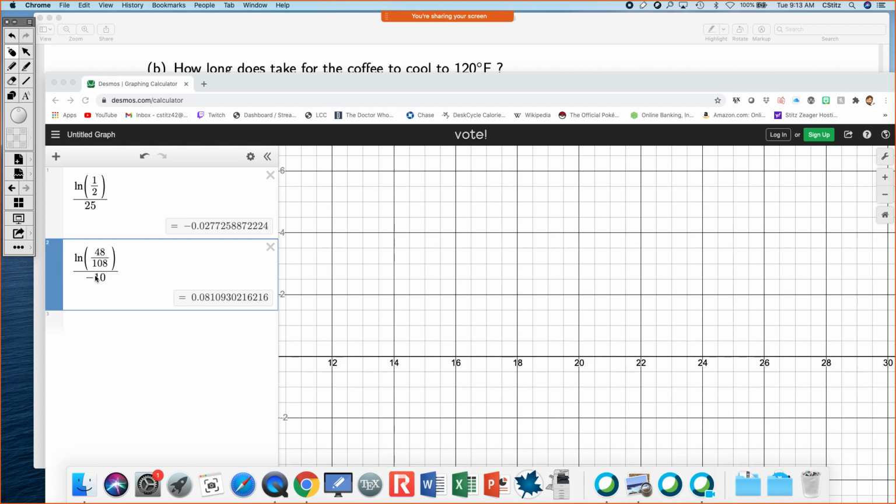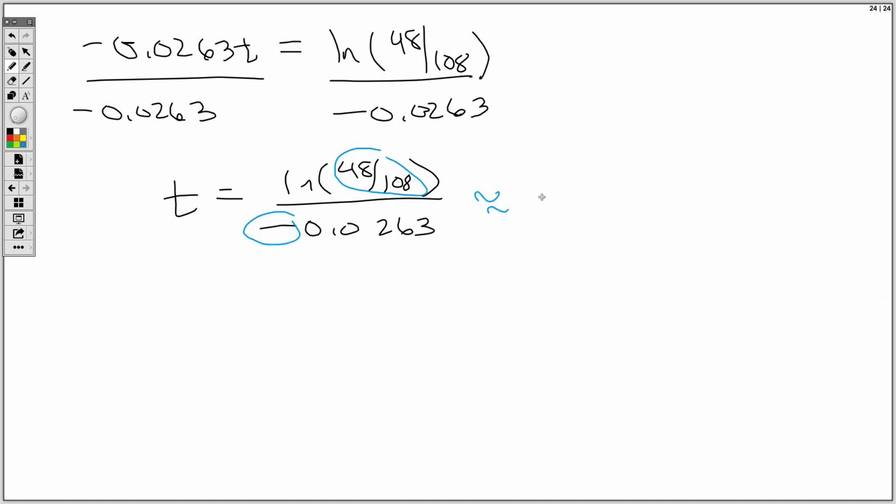0.0263. So we're getting roughly what? 31 minutes? So notice after 10 minutes, it went from 180 to 155 after only 10 minutes. To go from 155 to 120, it's taking like an extra 20 minutes to do that.